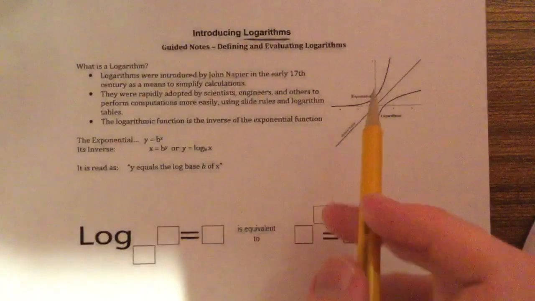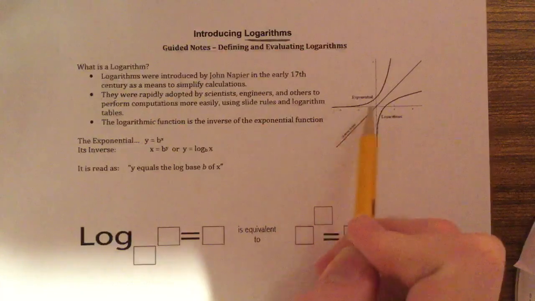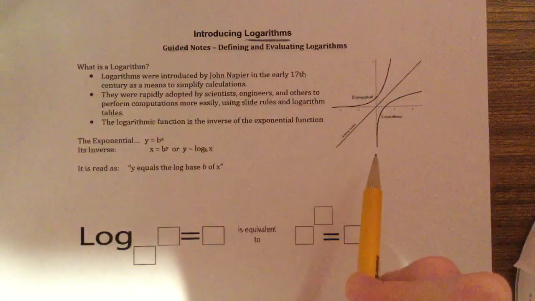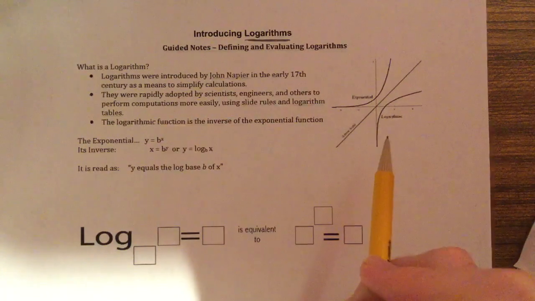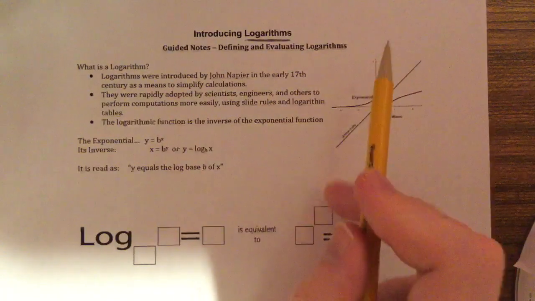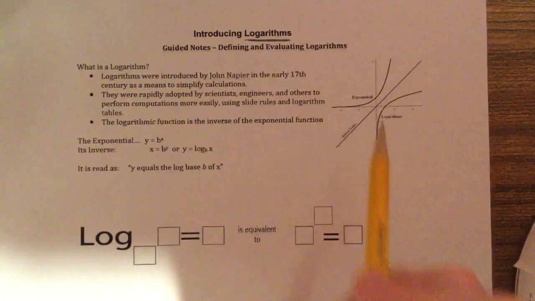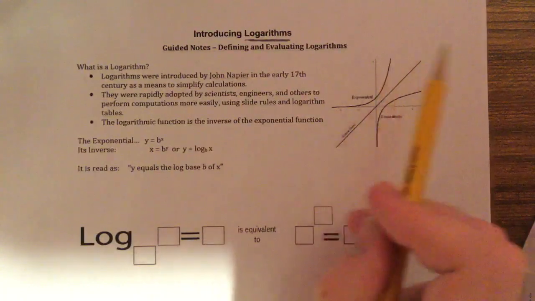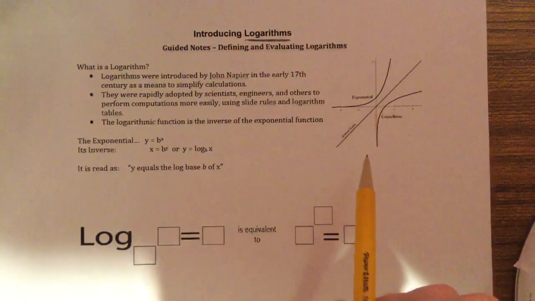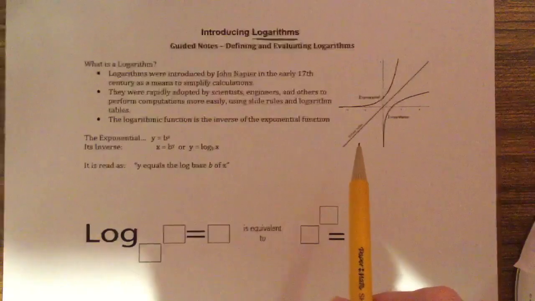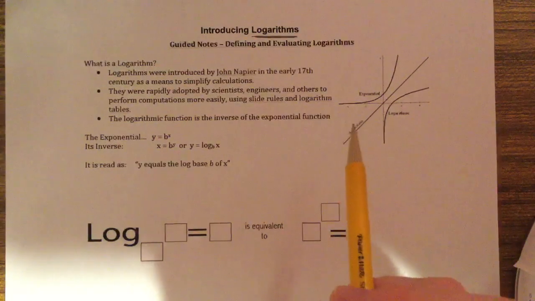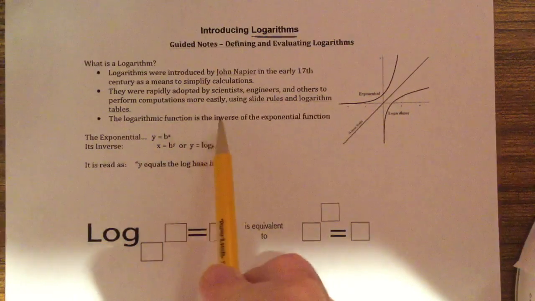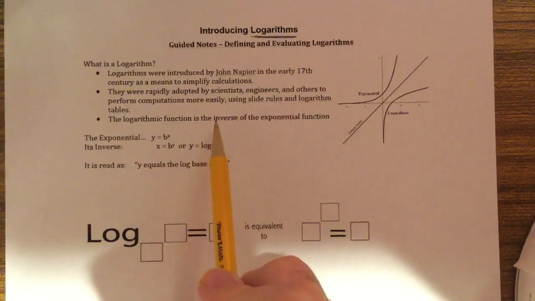It's important to also realize that over here we have the graph of a basic exponential function, and down here we have a basic graph of a logarithmic function. Since these graphs reflect over the line y equals x, they are referred to as inverse functions, functions that undo each other. Therefore, the logarithmic function is the inverse of the exponential function.